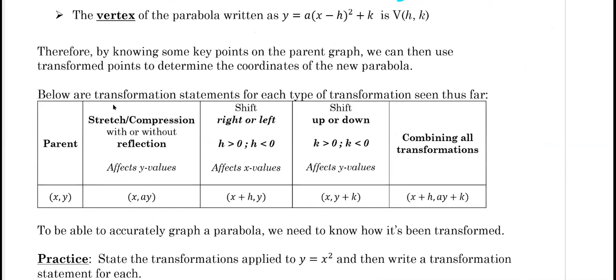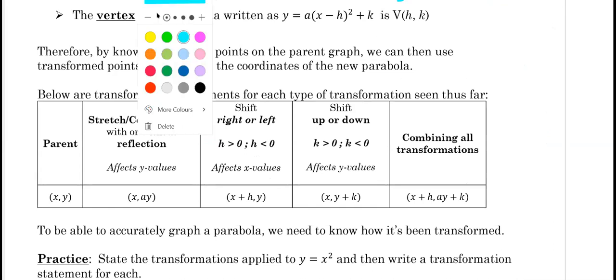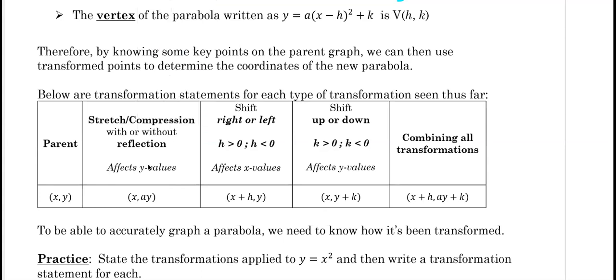Now, transformation statements are ways of finding new coordinates on the graph. That's what we're going to be using to do some graphing today, as opposed to just eyeballing it. We're actually going to get some accurate things. Because the a value causes a stretch in the y direction, this stretching and compression affects the y value. So take a look at what's happening in the ordered pair. It's a multiplication of the y value times that letter a, whatever that number a is.